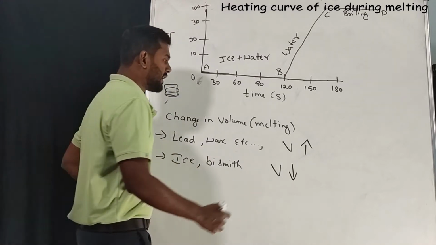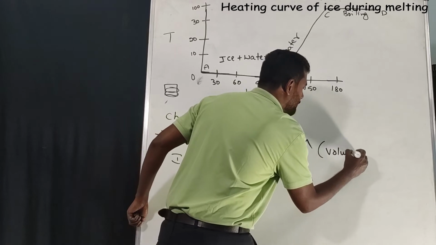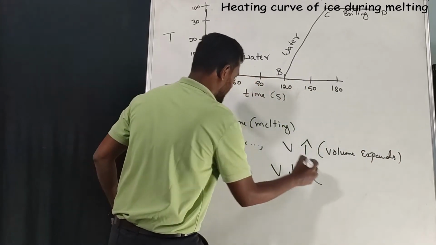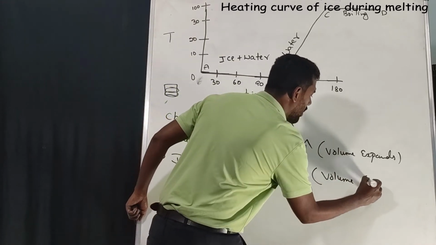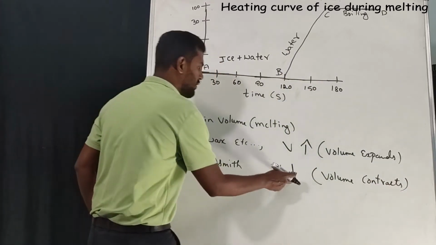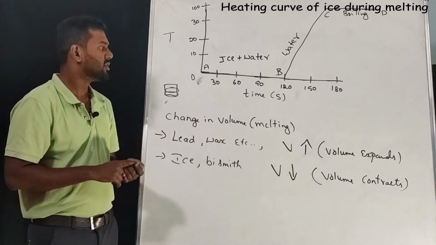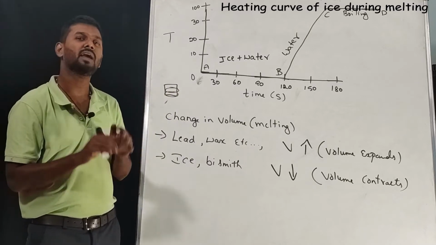In lead and wax the volume expands, but in the case of ice and bismuth, the volume contracts. That is why the volume decreases. That's why in lead and wax the volume increases. So if you know this much about melting, then it is enough to crack any question.